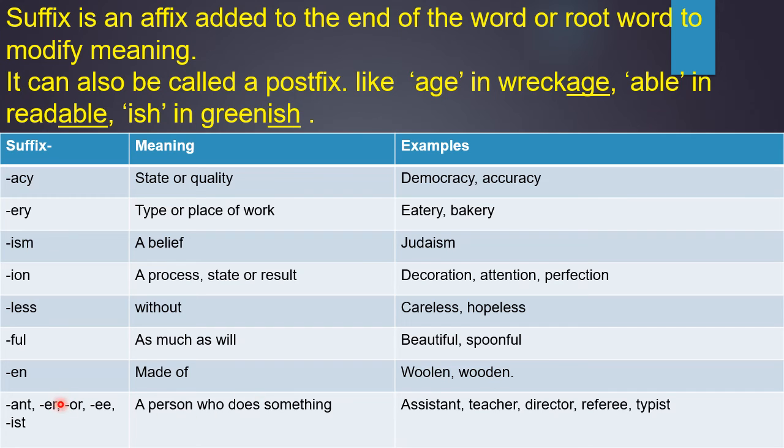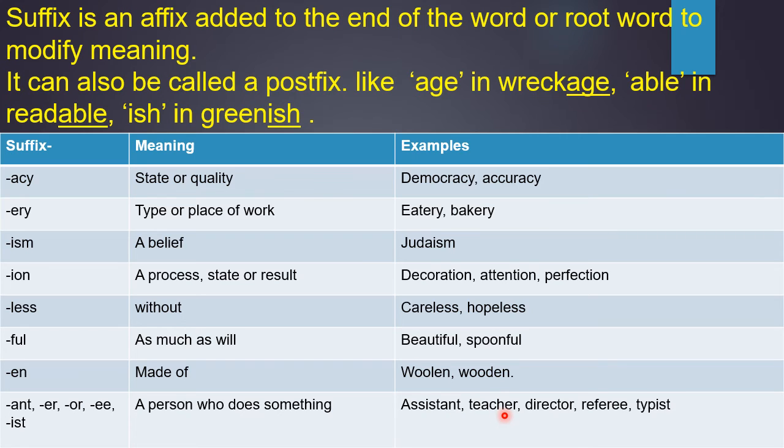Now the next we have is ANT, A-N-T, ER, OR, EE, and I-S-T. So these morphemes, as pronounced now, mean a person who does something. So anywhere you see any word that ends in EE or OR or ER or ANT or IST, know that they're talking about somebody. They're talking about somebody that is doing a particular thing. Take for example, ANT, assistant. Someone that assists somebody is called an assistant.